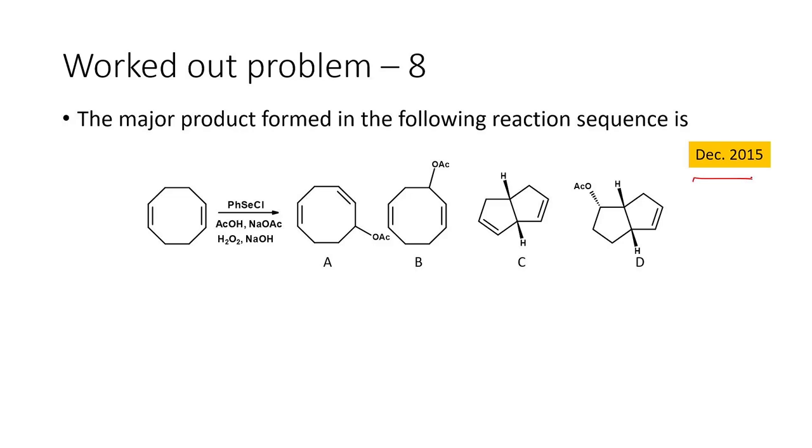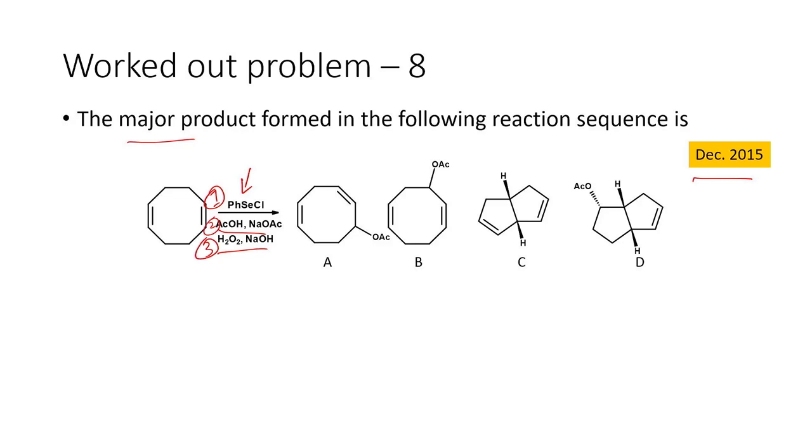So, this was asked in December 2015. Here again the question is the major product formed in the following reaction sequence. Benzene selenyl chloride is given as one of the reagents, and we have acetic acid and sodium acetate in the next step, and hydrogen peroxide and sodium hydroxide in another step. So these are the different reagents or conditions given here. This is step number 1, this is step number 2, this is step number 3.